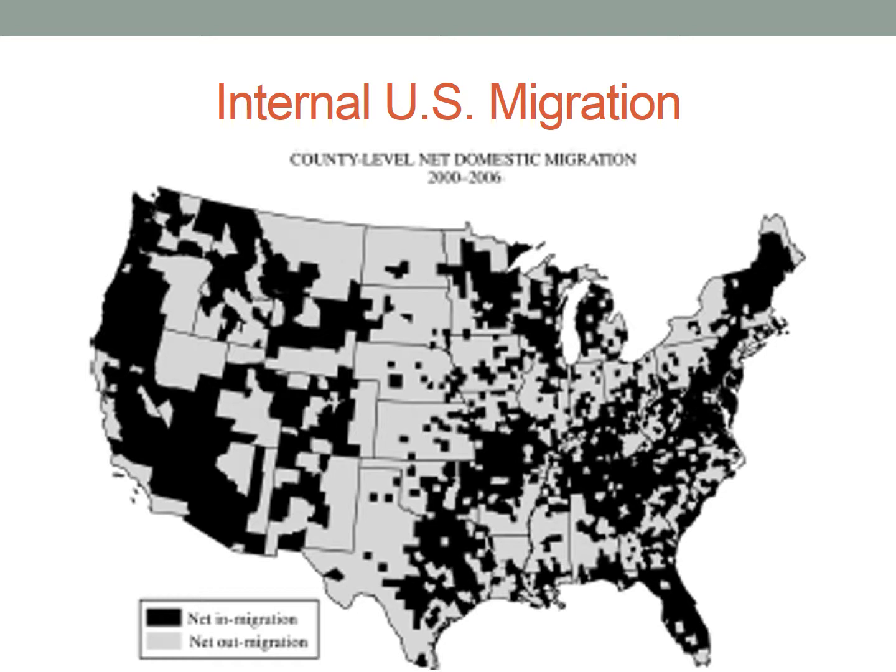And so when we look at this, this is a choropleth map, county scale, looking at internal U.S. migration, the years 2000 to 2006. Now, this choropleth map only has two classes. It has net in migration and net out migration. And students were asked to identify regions that had net in migration and net out migration.